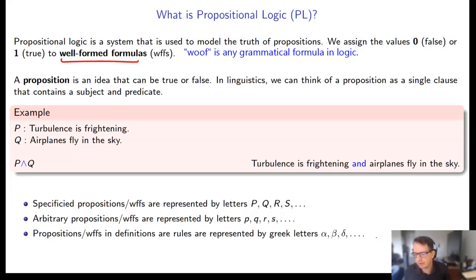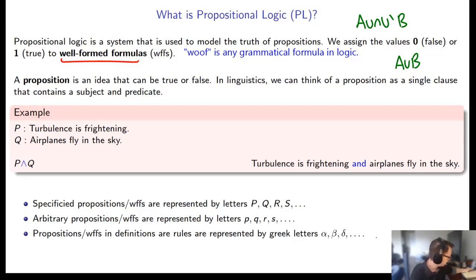And this is sort of like in set theory when we said that we had A union B. Like this is a grammatical string of sets, but we can't have something like A union intersection union complement B. This doesn't really make any sense. So a well-formed formula, a woof, is just a grammatical string.